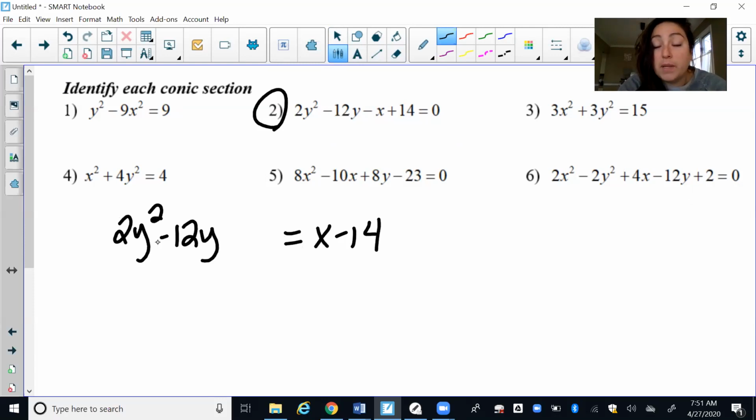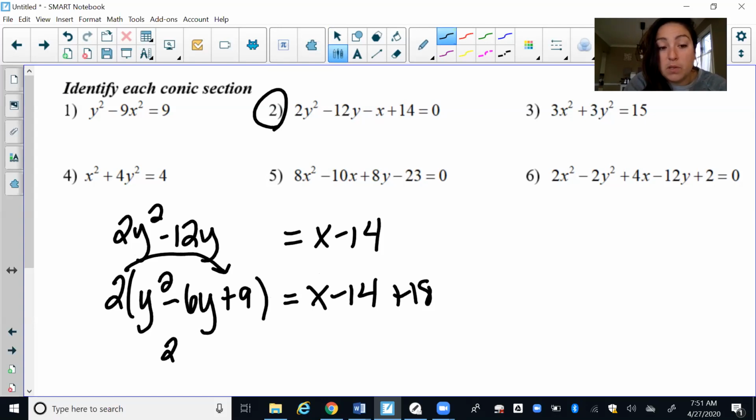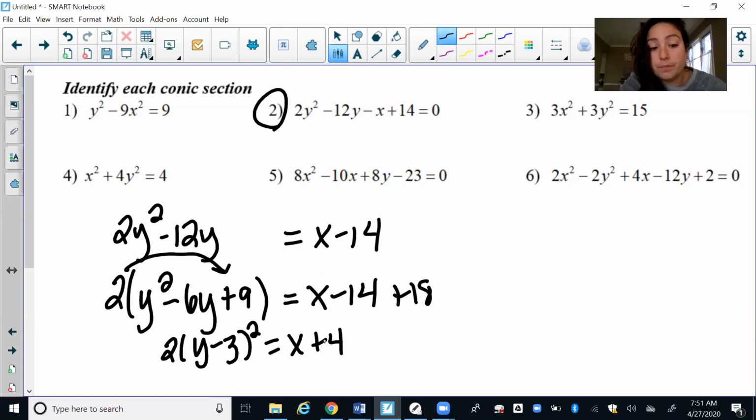So before I can complete the square, I have to have 2 factored out. I can't complete the square with a leading coefficient other than 1. So we have 6 divided by 2 is 3. 3 squared is 9. So we're going to add 9. But I didn't actually add 9. I added 2 times 9, so 18. So to balance this equation, I need to make sure I add 18 to the right side. So my left side becomes 2 times the quantity y minus 3 squared equals x plus 4.